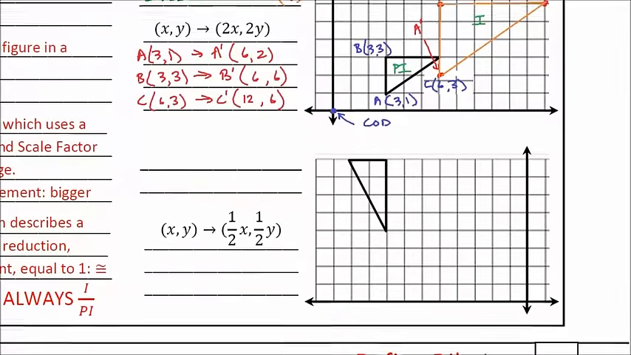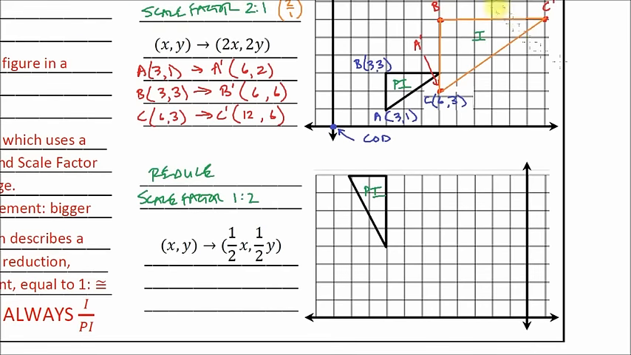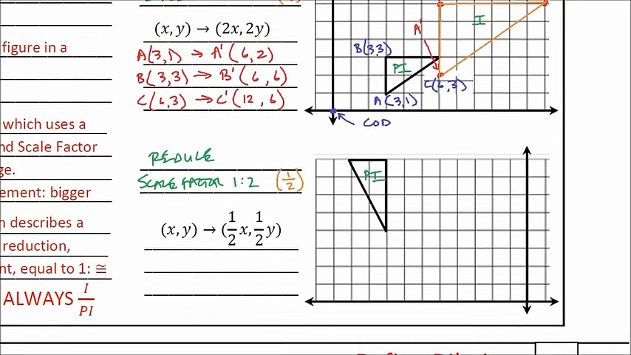All right, let's do one more. Let's do a reduction. So we're going to reduce this pre-image. In fact, let's go ahead and label this as PI for pre-image. We're going to reduce. Let's use a scale factor of, instead of 2 to 1, let's do 1 to 2. And again, remember, since the first number is the top of our fraction, that's actually a scale factor of 1/2. Remember, if our scale factor is less than 1, we are reducing our pre-image and making a smaller image.